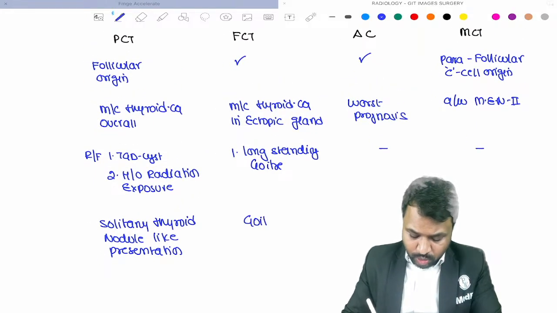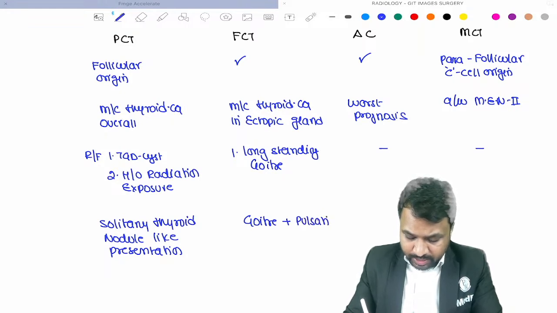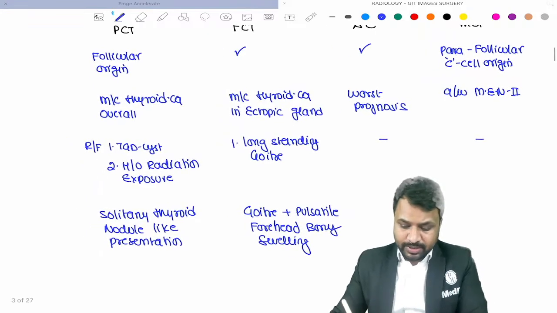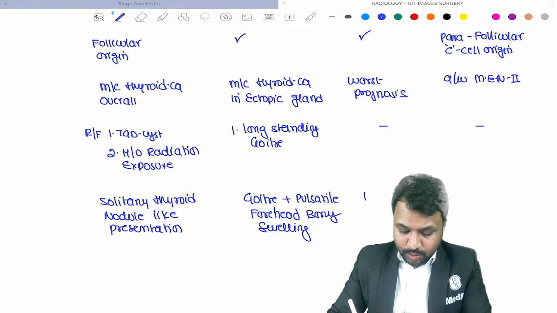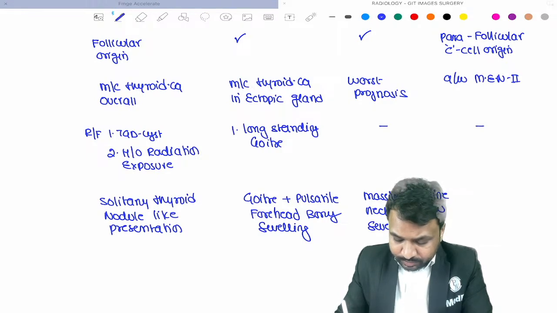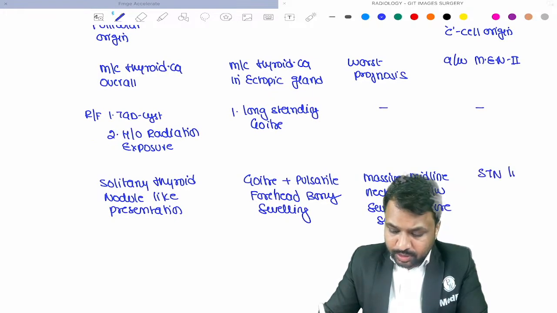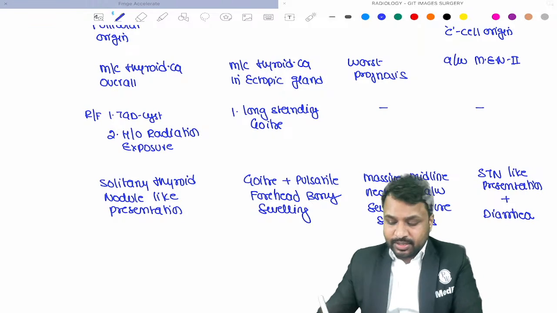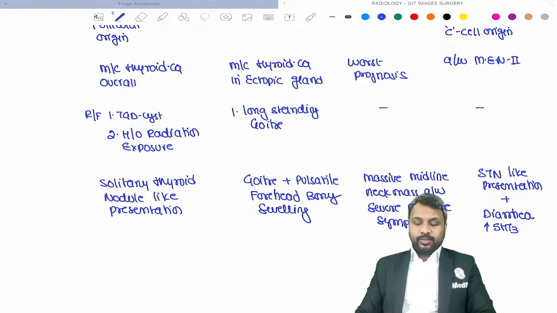Follicular cancer thyroid will present with goiter-like presentation with pulsatile forehead bony swelling. Now, this pulsatile forehead bony swelling, I hope everybody knows it. That is because of secondaries to the forehead, which are going to be osteolytic secondaries. Anaplastic cancer, on the other hand, is going to present as a massive midline neck mass associated with severe pressure symptoms. Medullary cancer thyroid presents with a solitary thyroid nodule-like presentation. In addition to that, you will see presence of diarrhea. That is because of increased serotonin that you see in medullary cancer thyroid.